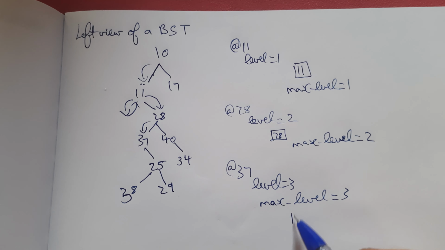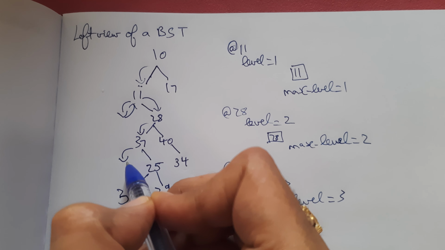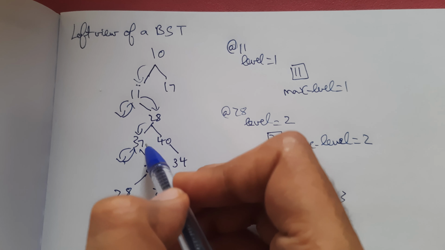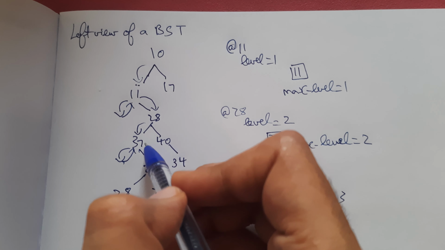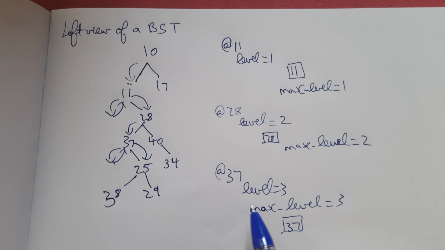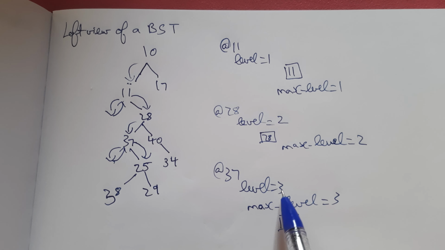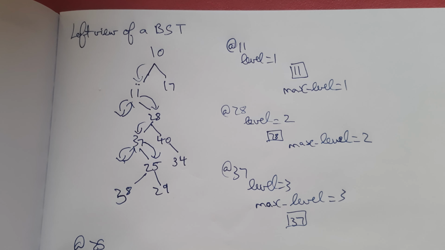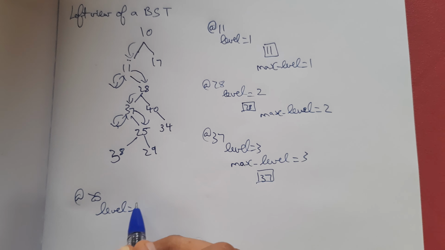We now go to the left subtree of 37, which is null, and we go back. Similarly, we go to the right subtree of node 37, and we pass the value to this node as level plus 1, which is 3 plus 1, 4. At node 25, the value of level is equal to 4.